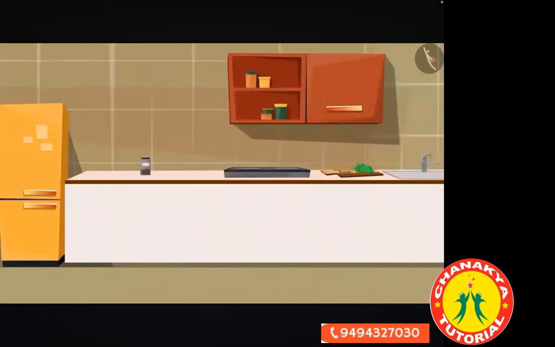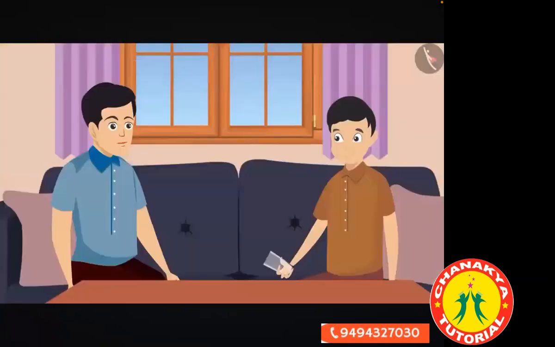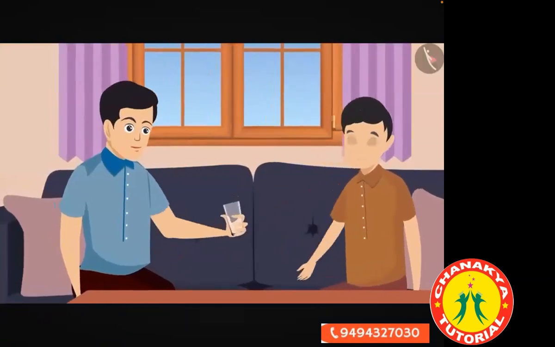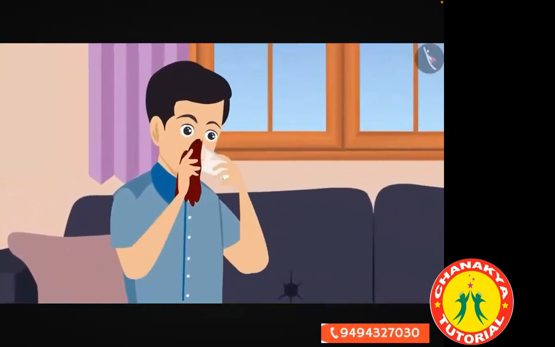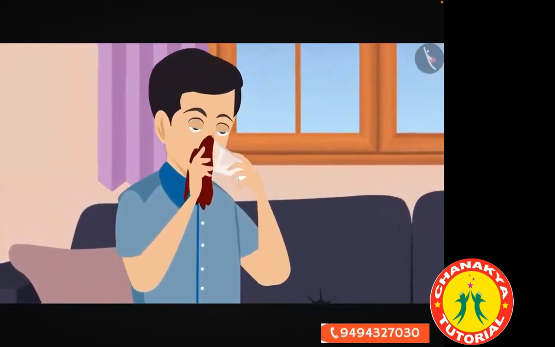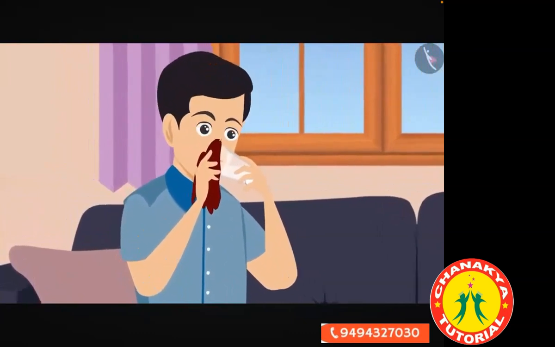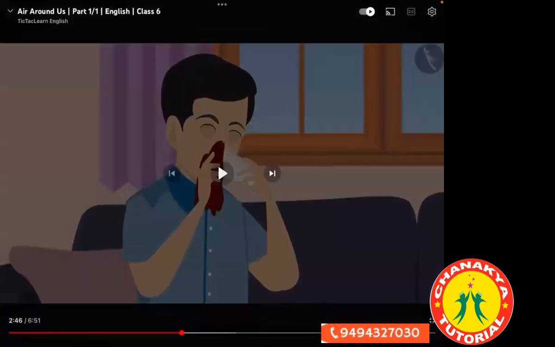Pavan brings an empty glass from the kitchen. Ankit, do one thing. Cover your mouth and nose with the glass in such a way that it covers your whole mouth, and put this cloth on your uncovered part. Now breathe as fast as you can. So in this experiment, with the help of the glass, they have covered the mouth and the nose both, and the uncovered part they have covered with the cloth.